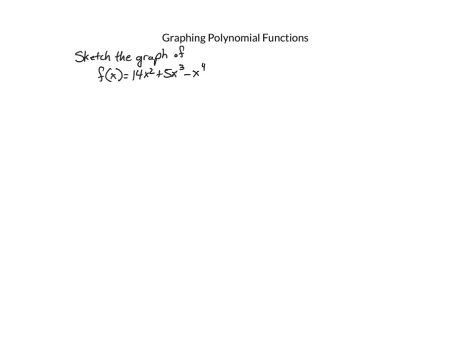Let's make this our last example. We're going to sketch the graph of f of x equals 14x squared plus 5x to the 3rd minus x to the 4th. Notice our leading term is negative x to the 4th, even though it isn't written first. Remember, the leading term is your term of highest degree. So we could rewrite it, and I think I will, because I know I'm going to need to factor this. All the other problems we've been looking at have come factored already.